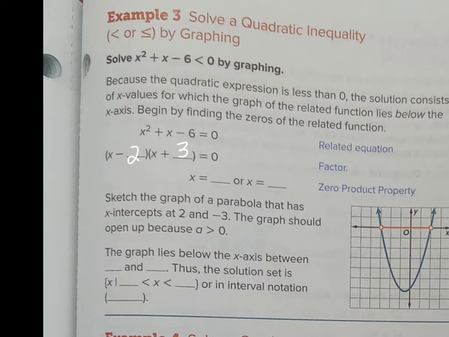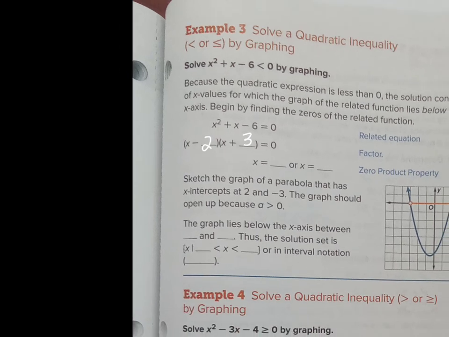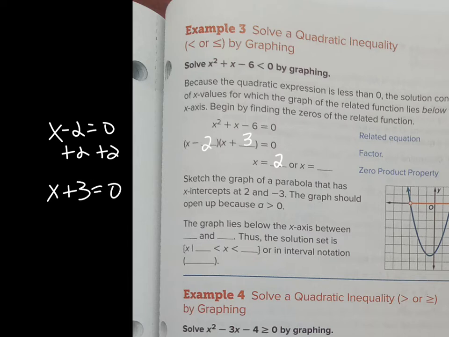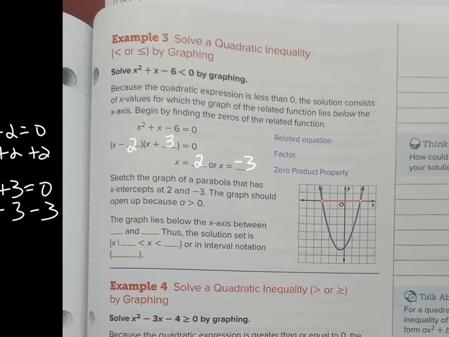We set those factors equal to 0. So we say, okay, so x minus 2 equals 0. Add 2 to both sides. So x equals 2. Set x plus 3 equal to 0. Subtract 3 from both sides. So x equals -3. Okay? So, we're using a lot of stuff that we've been working on, so you got to keep it all straight.